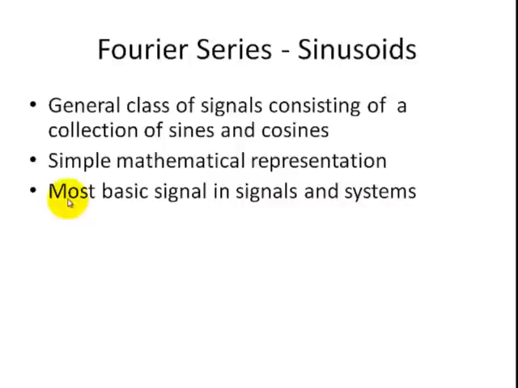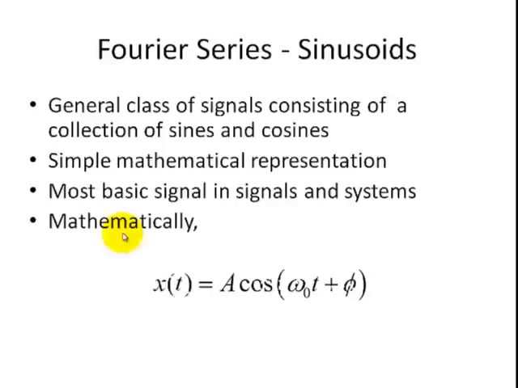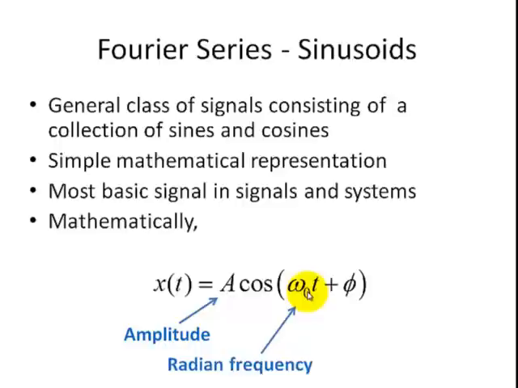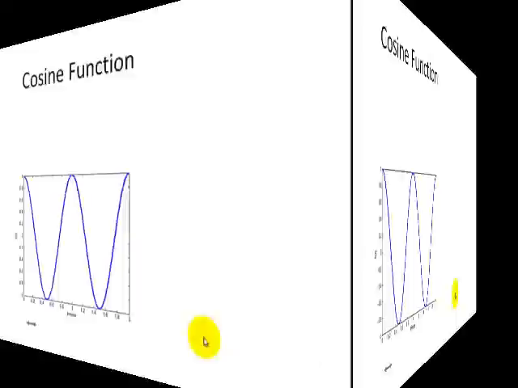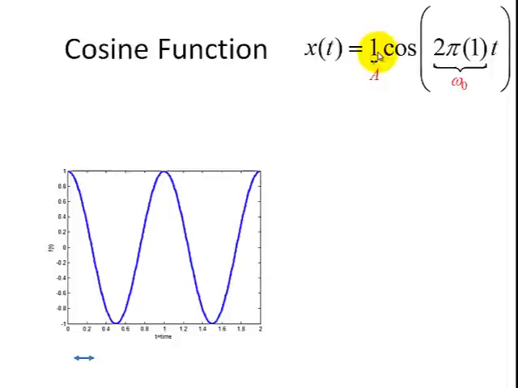Mathematically, you can express the sinusoid as a function x of t equal to A cosine of omega 0 t plus phi, where A is the amplitude, omega sub 0 is the radian frequency, and phi is the phase shift. Here we have a cosine function given as follows: x of t equals A cosine 2 pi F0 t plus phi, where phi is 0, A is equal to 1, omega 0 is 2 pi, and it has a frequency of 1 hertz.